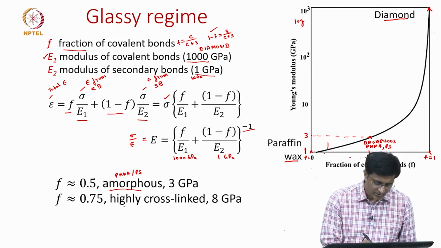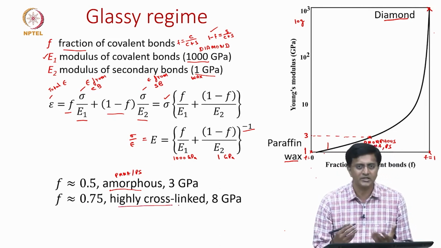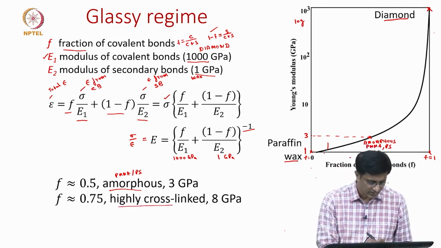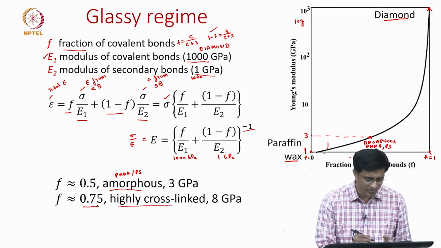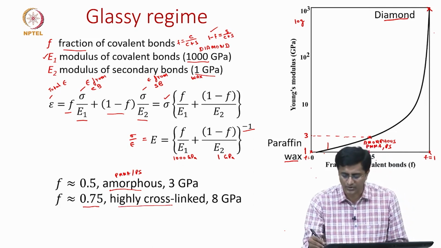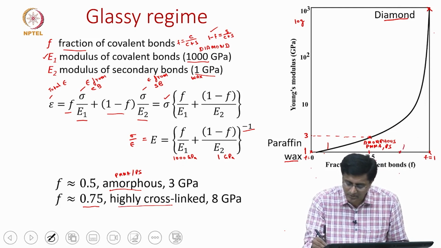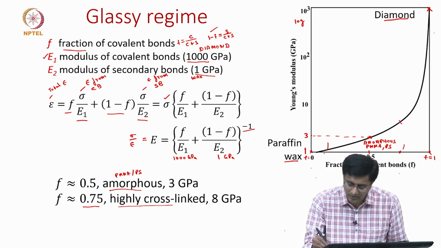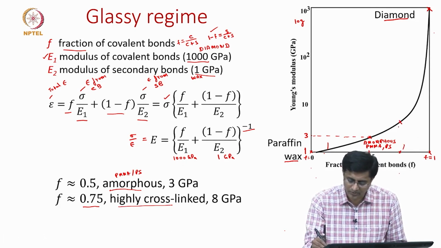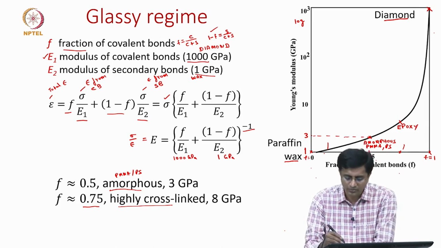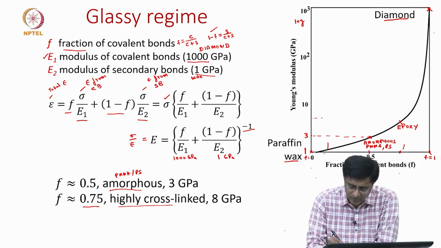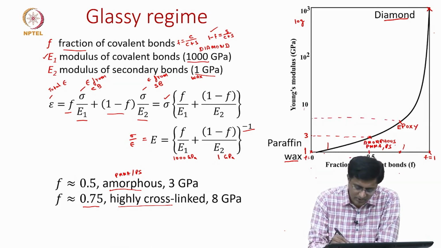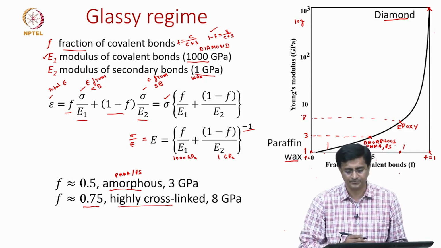So, for thermosets, we have highly cross-linked examples like epoxies and others, and then this value of F can increase to 0.75, which means we are looking at somewhere here. The corresponding point is somewhere here, which we are calling epoxy or other polymers, and the corresponding values we will see are still less than 10 gigapascals, somewhere around 8 gigapascals.